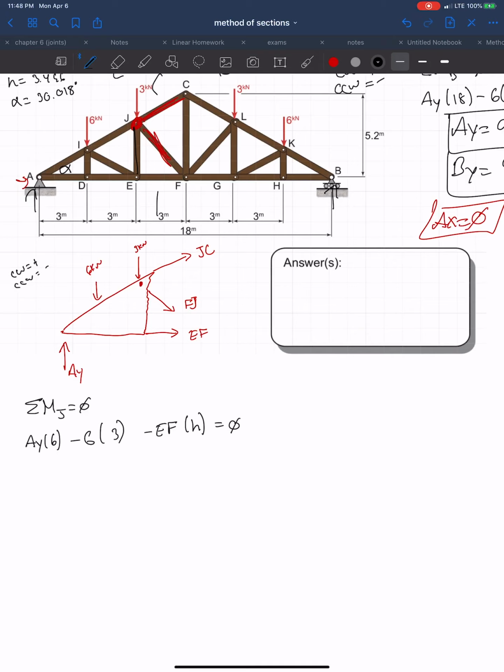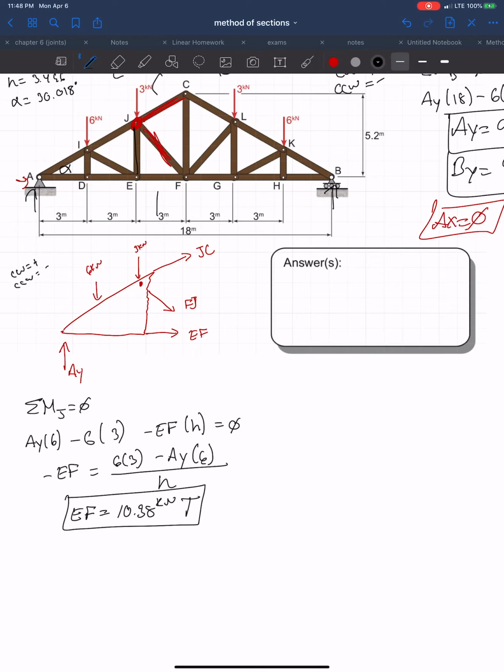Okay, so we're trying to look for E of F. So let's go ahead and rewrite that. We're going to do E of F is equal to 6 times 3 minus A of Y times 6 over H. Now go ahead and plug that in your calculator. Let's see what you get. Don't forget to distribute that negative. So EF, once you do that, you should get a positive answer, and it should be 10.38 kilonewtons. And because it's positive, that means it's in tension. Good.